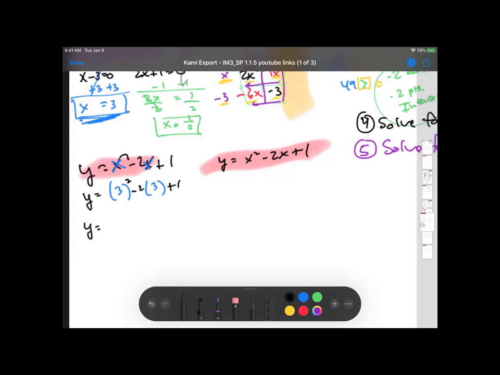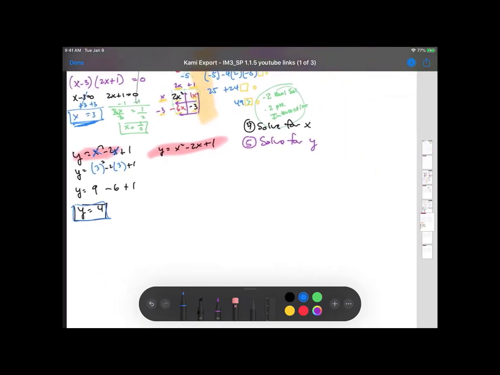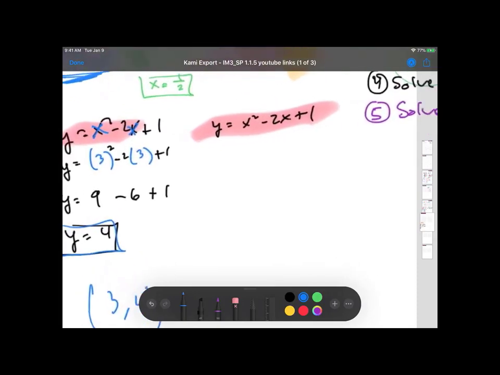3 squared is 9. Negative 2 times 3 is negative 6 plus 1. So 9 minus 6 is 3. 3 plus 1 is 4. When x is 3, y is 4. 3, 4. That is one intersection. Let's get the other intersection.